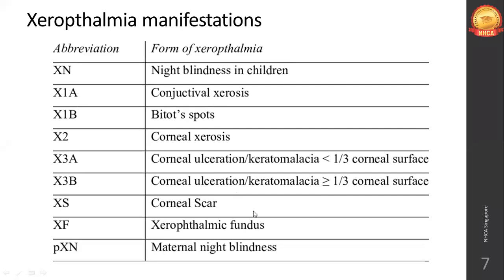Corneal scar, complete blindness. Xerophthalmic fundus, that is also complete blindness. Then we have XN, that is maternal night blindness, when a pregnant lady has vitamin A deficiency and is not able to accommodate her vision from bright to dim light during her pregnancy. That's a new stage which we have added here. So these are the different phases of night blindness.